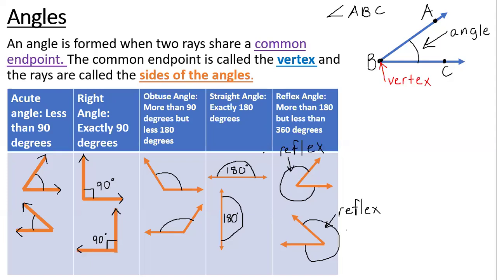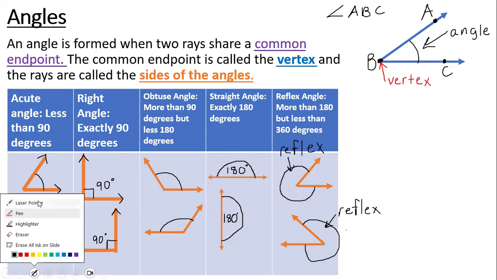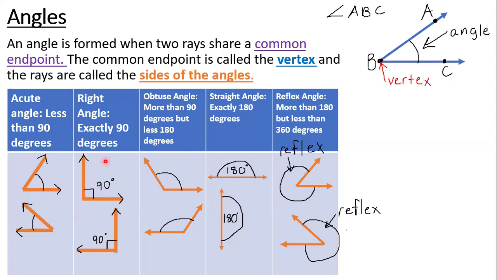Okay, Devana, what do we mean by a reflex angle? I can't hear from Devana. Delvon Sands, what do we mean by a reflex angle? Yes, sir. A reflex angle is more than 180 degrees, but less than 360 degrees. Very good.